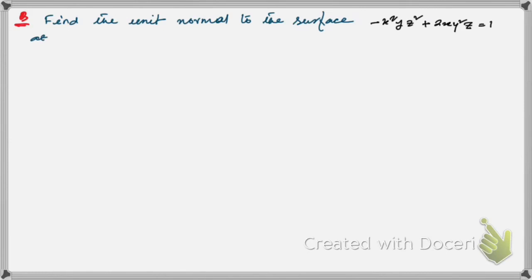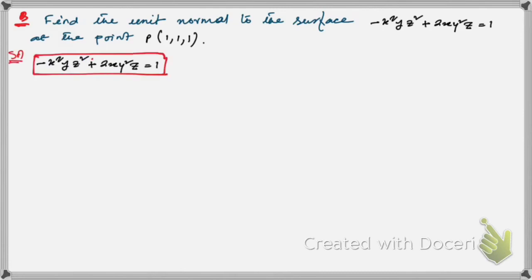So next question is, find the unit normal vector to the surface. This is your surface, right? And at the point P(1,1,1), right? So let me write the given surface first. So this is the given surface, right? Take the left hand side as phi. This is your phi, right?